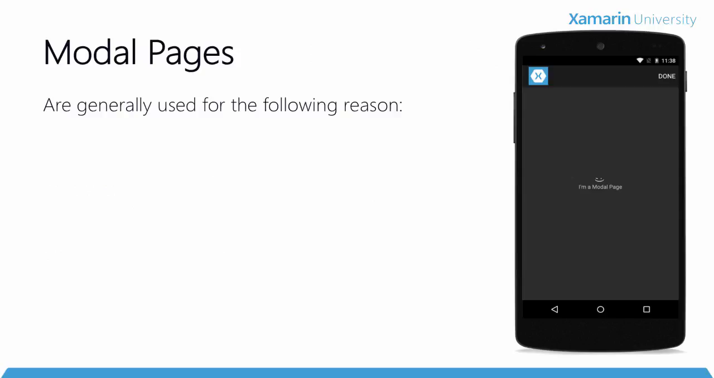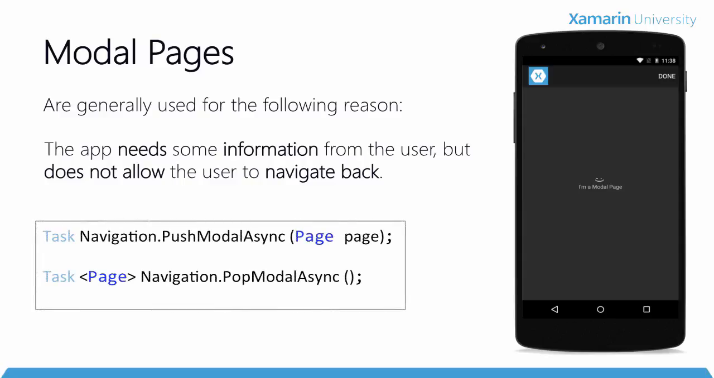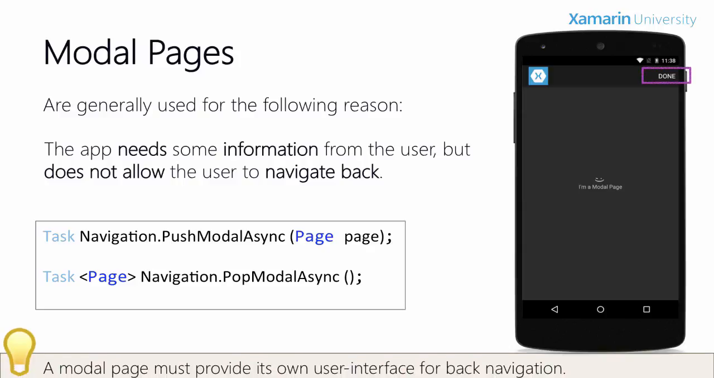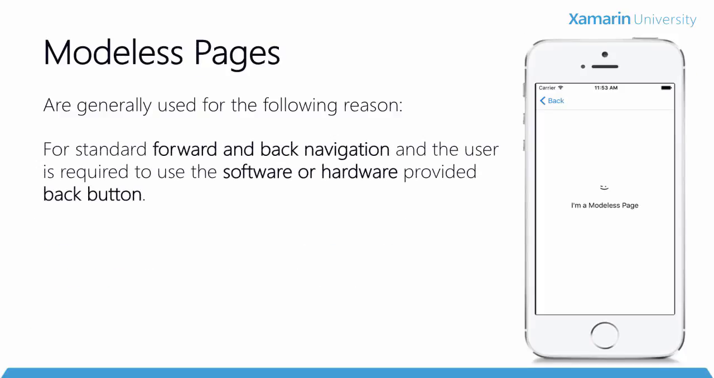Modal pages are generally used for the following reason. The application needs some information from the user, but does not allow the user to navigate back until said information has been captured. So the APIs that we'll be using to present and dismiss this page are the Navigation.PushModalAsync and Navigation.PopModalAsync methods. To work across all platforms, a modal page must provide its own user interface for navigating back to the previous page.